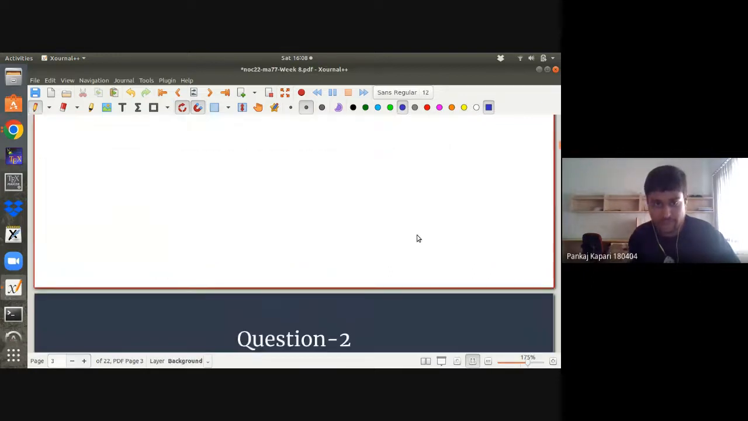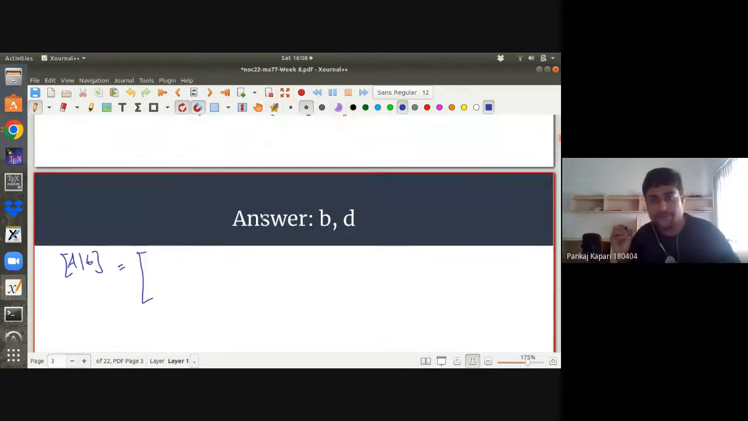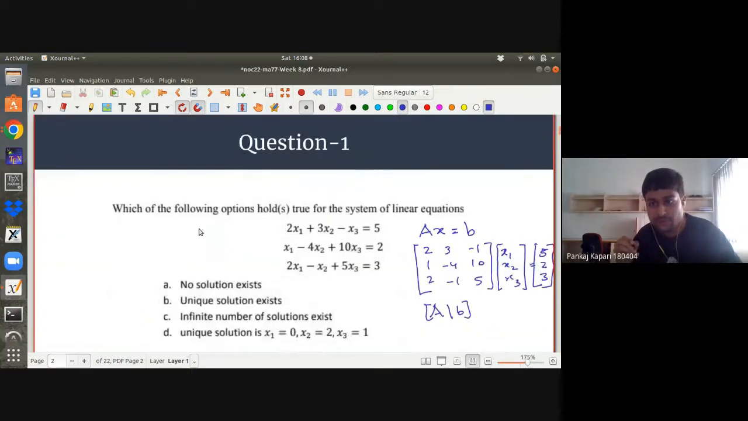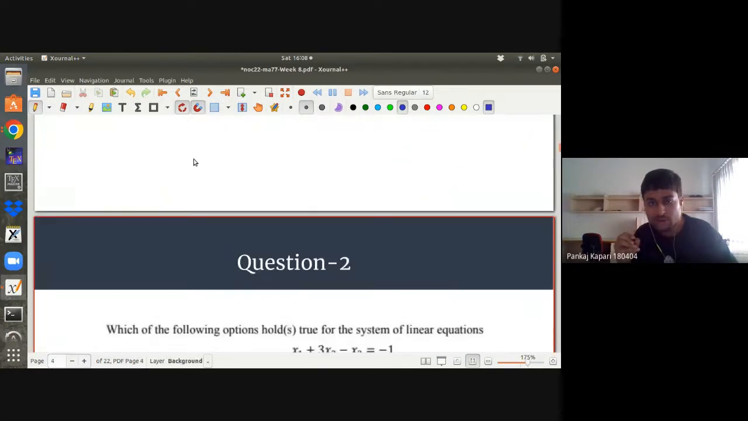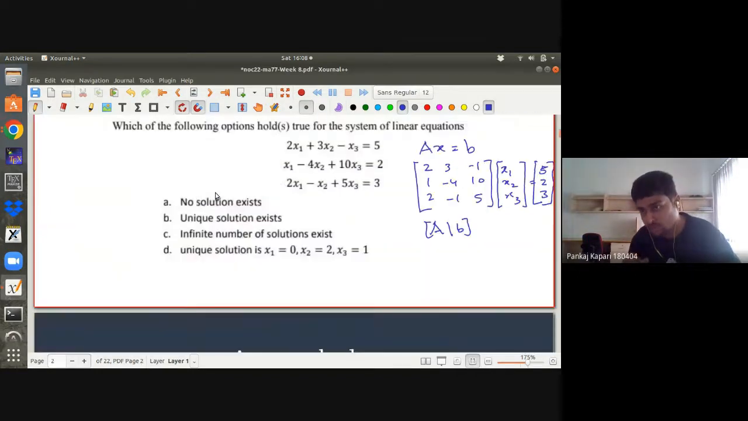Okay, so let's write the augmented matrix, AB. The first row is 2, 3, minus 1. The second row is 1, minus 4, 10. The third row is 2, minus 1, 5. And side by side we write the vector b also, which is 5, 2, 3.